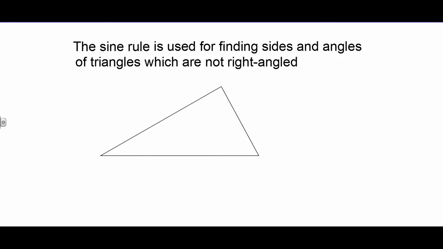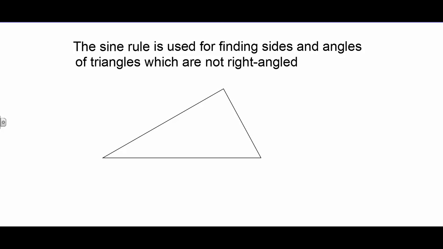The sine rule is used when we know two sides, say this one and this one here, and one of the three angles, like that, where the angle is opposite to one of the two sides that we know, so either this one here or this one here. We use the sine rule then to find the other side and the other two angles.